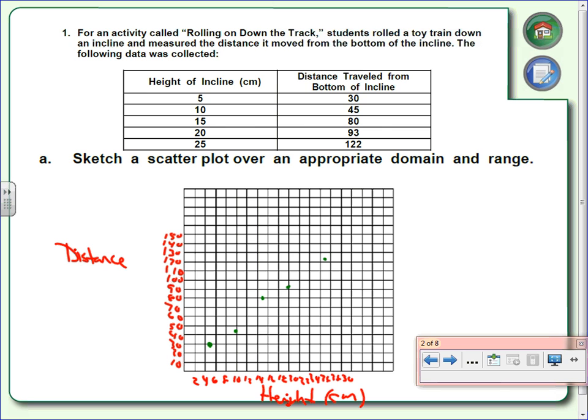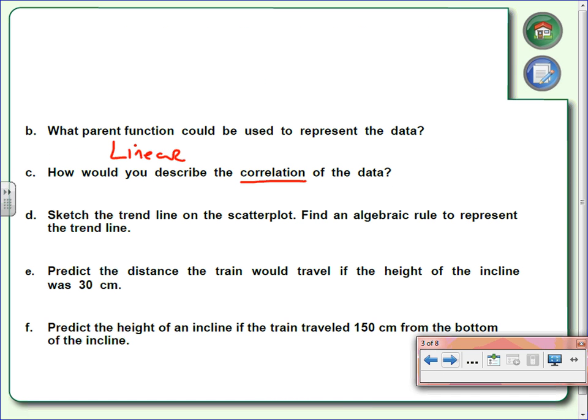Positive. And how do we know it's positive? Because it's going up. It's increasing. So right here we're going to put positive. What we're looking at is a positive correlation.